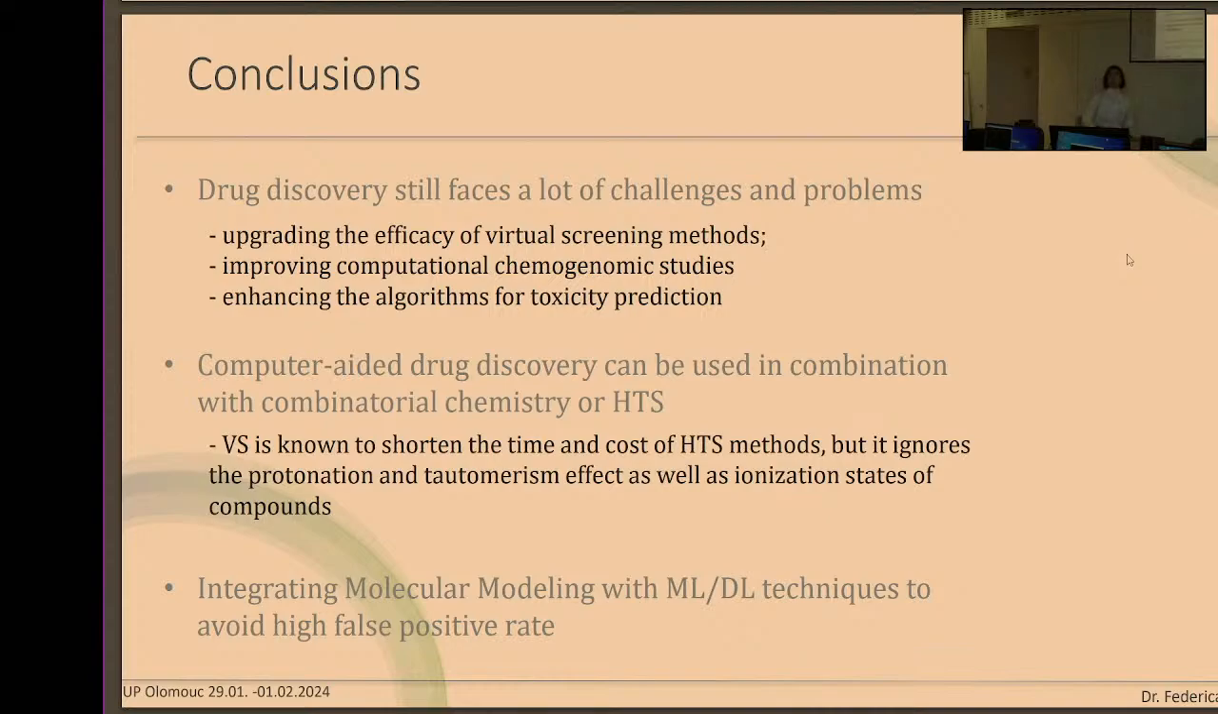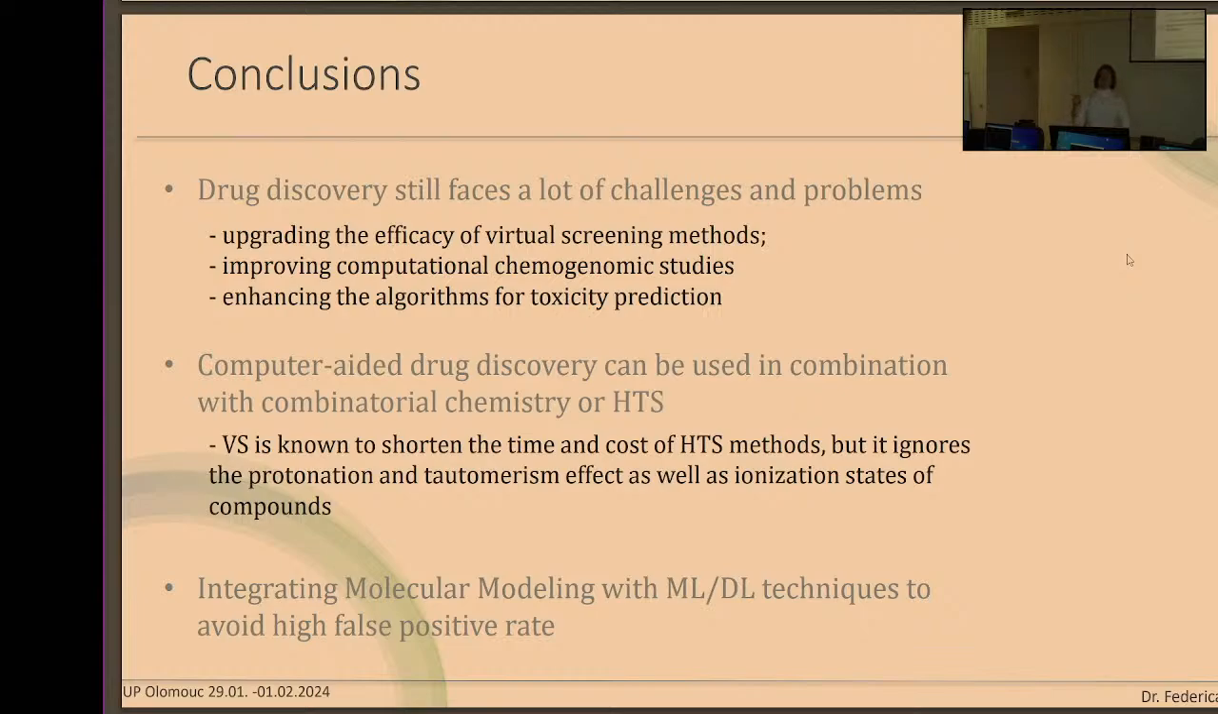Then what we can say, at the end of the story, about the drug design process is that we still have a lot to learn, because although the computational techniques are useful to improve the drug design process, we are still far, because we still have a lot of challenges and problems to overcome. And so the first step is, for instance, to improve the efficacy of virtual screening methods.